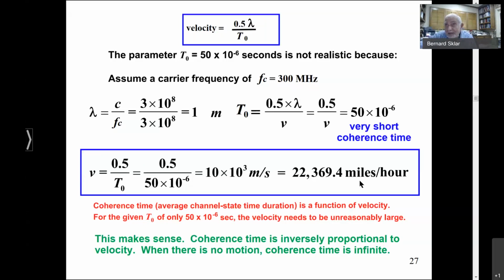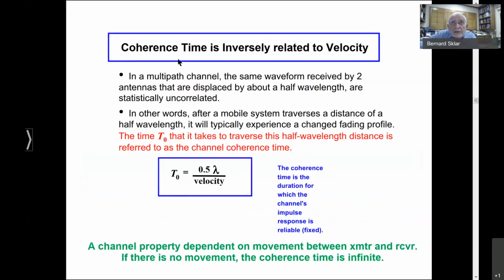Now, before I go any further, where did this come from? Where did this value of t sub zero come from? And I think it's worth reading this because it's important. Coherence time, which, remember, came to us as channel information, you would think has nothing whatsoever to do with the user.